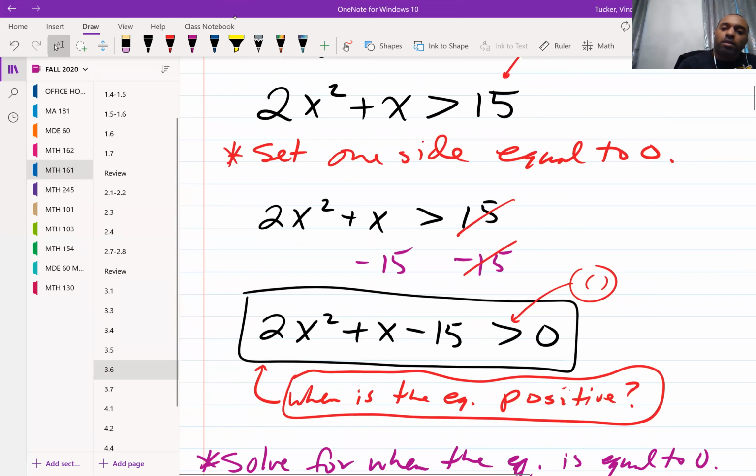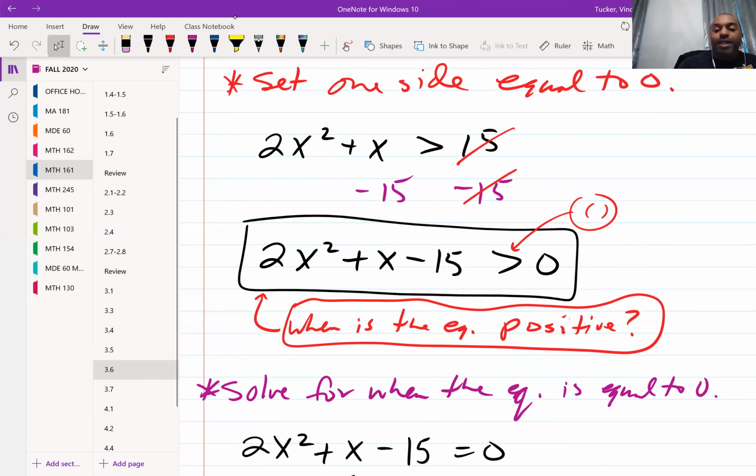All right. So next thing we're going to do is solve for when it is equal to 0, because we need to figure out where those points are, the ones I pointed out in the graph. We want to know when our expression is equal to 0. Then we'll be able to evaluate when it's greater than or less than 0.